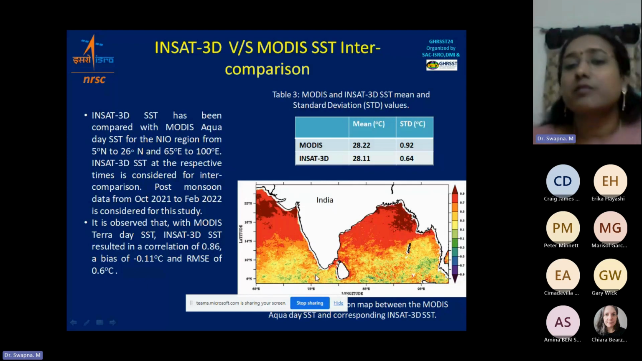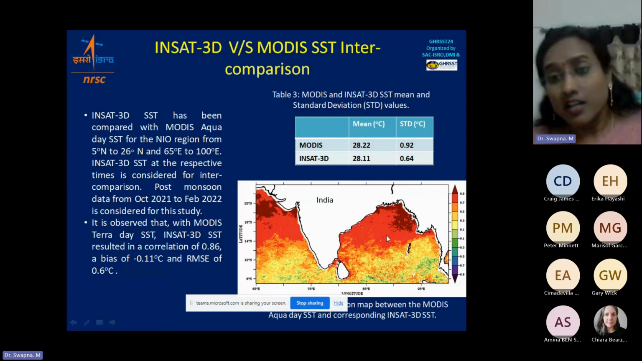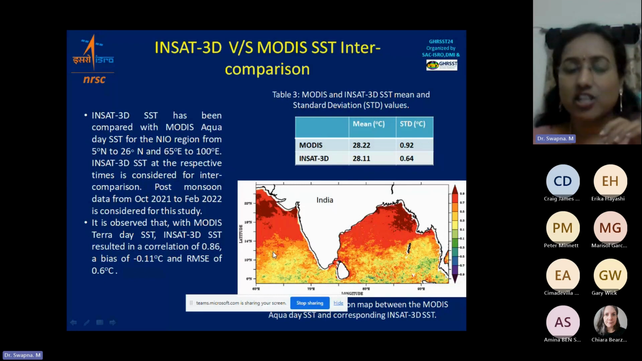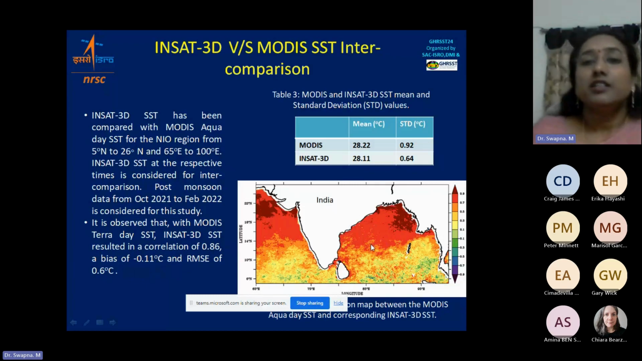In the equatorial Indian Ocean most of the time data were missing, and as we all know the equatorial Indian Ocean is very dynamic and complex in nature. Overall, the Arabian Sea and Bay of Bengal are represented very well, spatially and temporally. We found a very good overall correlation of 0.86, a bias of minus 0.1 and an RMSE of 0.6. If I take the latest version of INSAT-3D SST, I could see very good improvement in statistical parameters like RMSE, bias, and correlation.